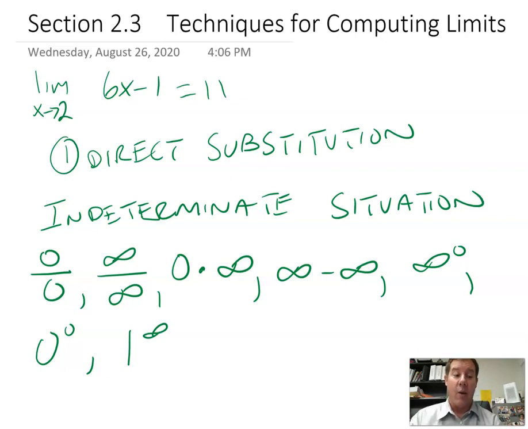1 to any finite power is 1. But if you go to infinity, is it really 1? We don't know. I'm looking at my picture, not at you guys. Kind of weird.